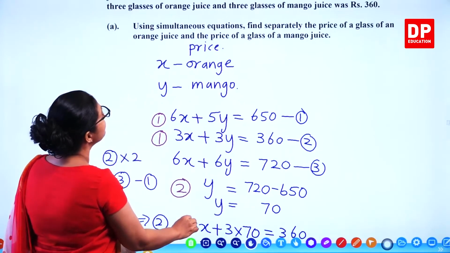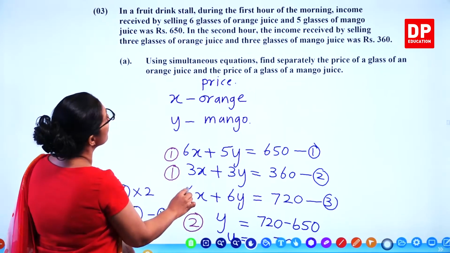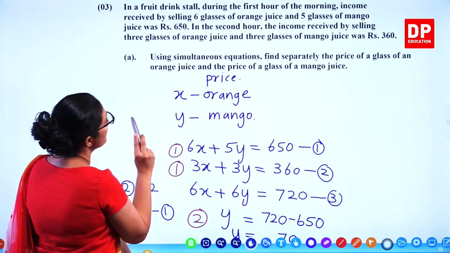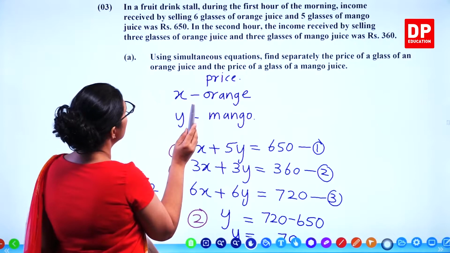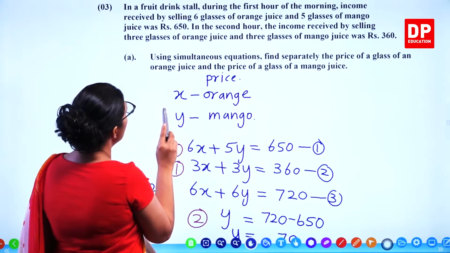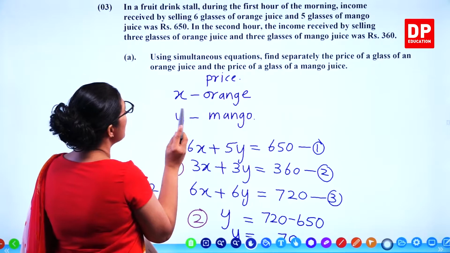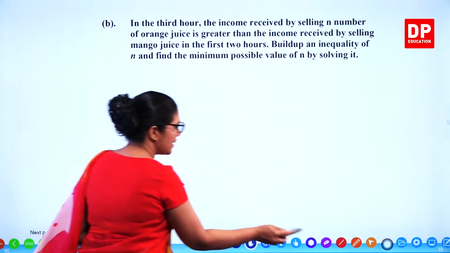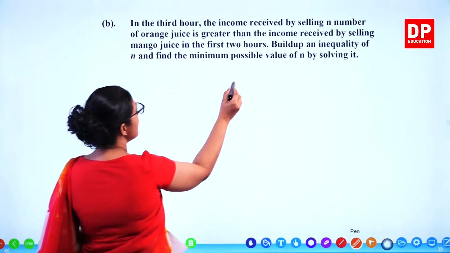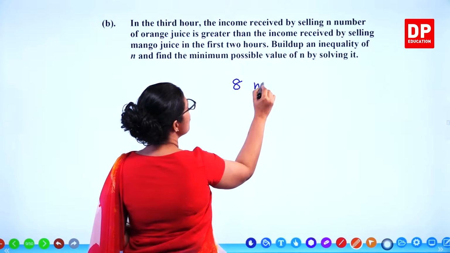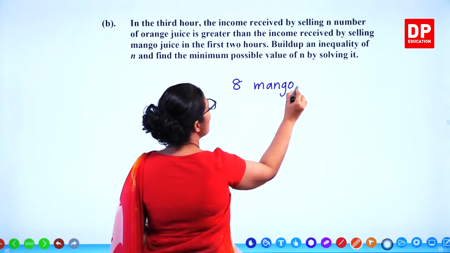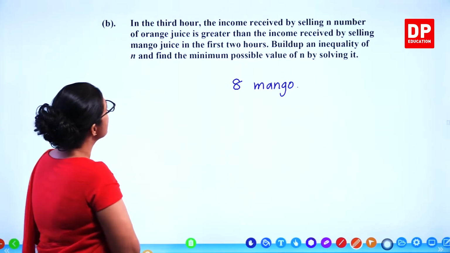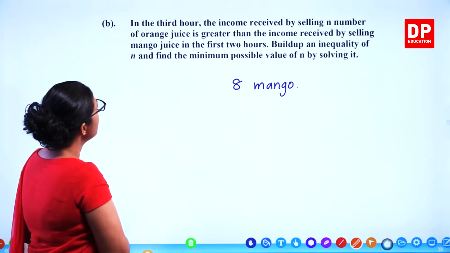It says 5 glasses of mango juice in the first hour. So here 5 glasses of mango juice and then 3. 5 plus 3, 8. So we need that. So 8 glasses of mango juice for the first 2 hours. And then how can we create the equation?